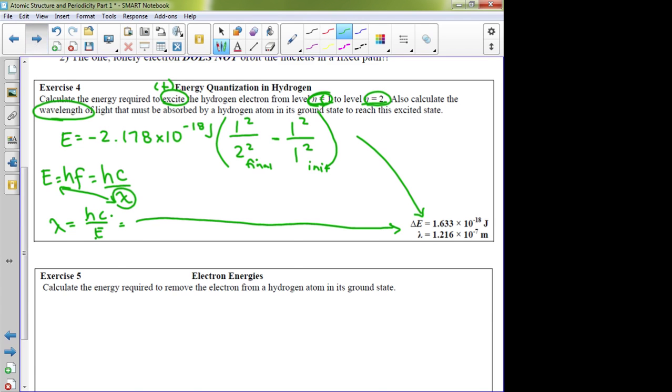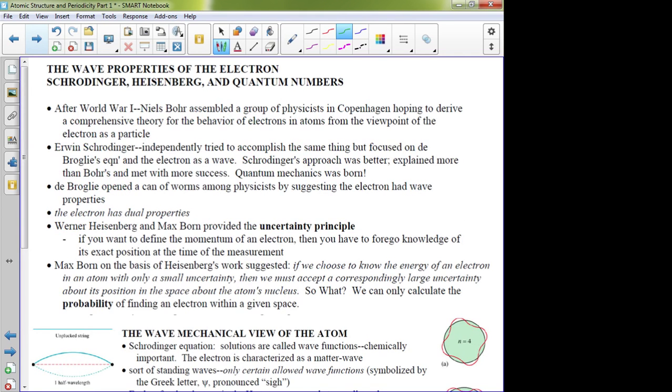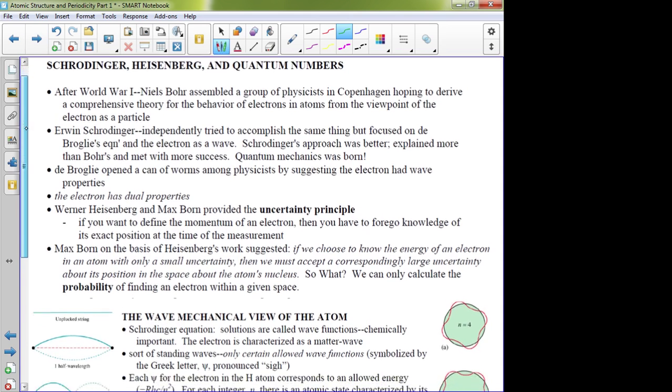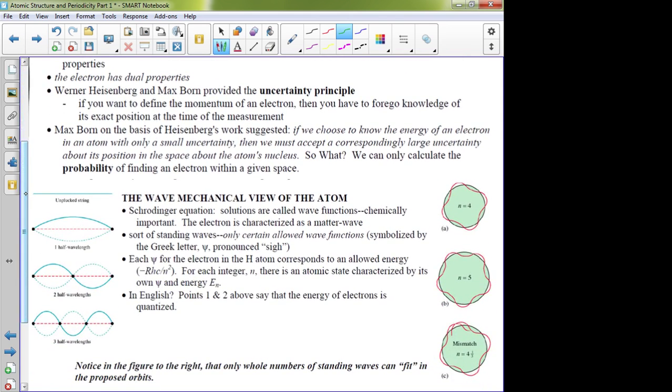Exercise 5 works pretty much the same way. And then we move on to the start of quantum numbers. So let's just go over one more thing that you need to know. Well, the bell's about to ring. And so we will hit this very quickly tomorrow, and then we'll move into what you need to know.